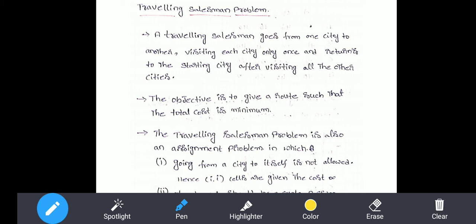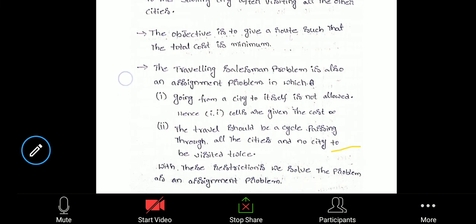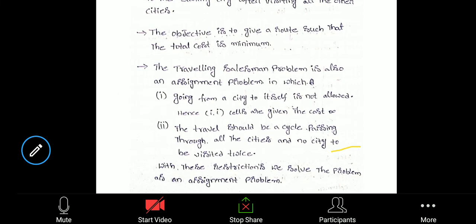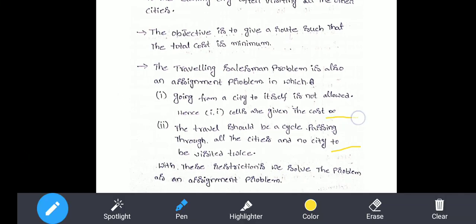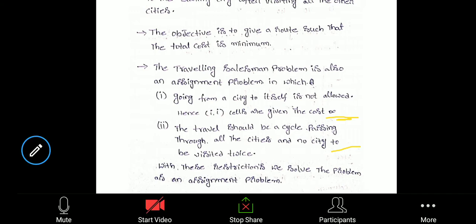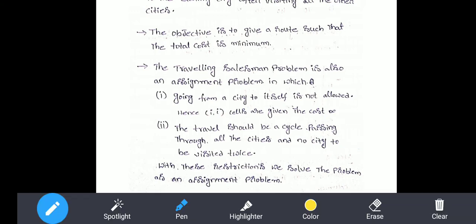So next, the traveling salesman problem is also an assignment problem in which the salesman going from a city to itself is not allowed. City to itself is not allowed, and its cost you can consider as infinity. The traveling salesman route should be a cycle passing through all the cities, and no city is to be visited twice. These are the rules that can be used while solving the traveling salesman problem.